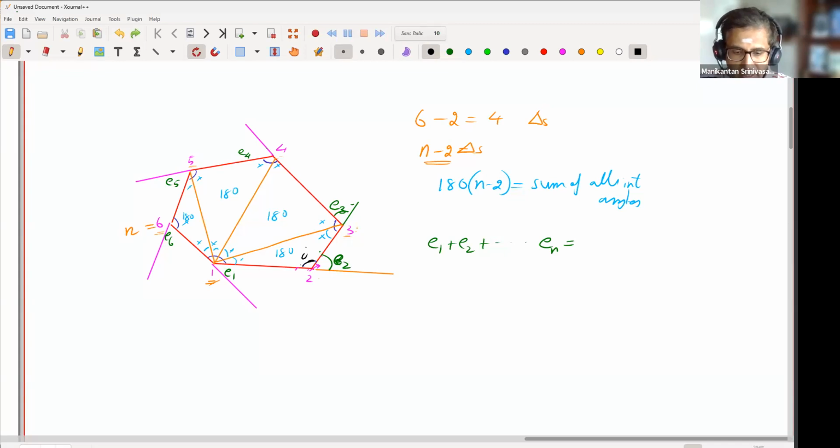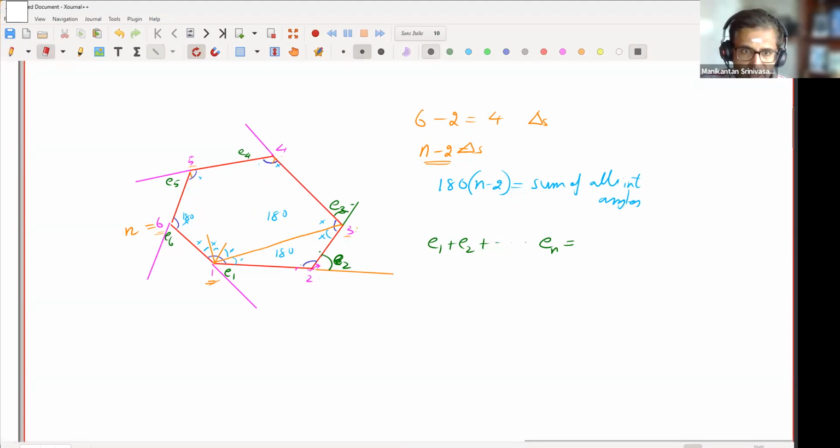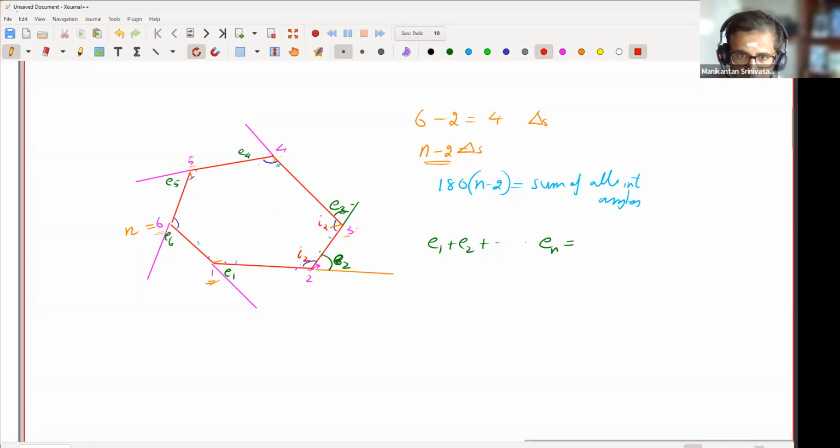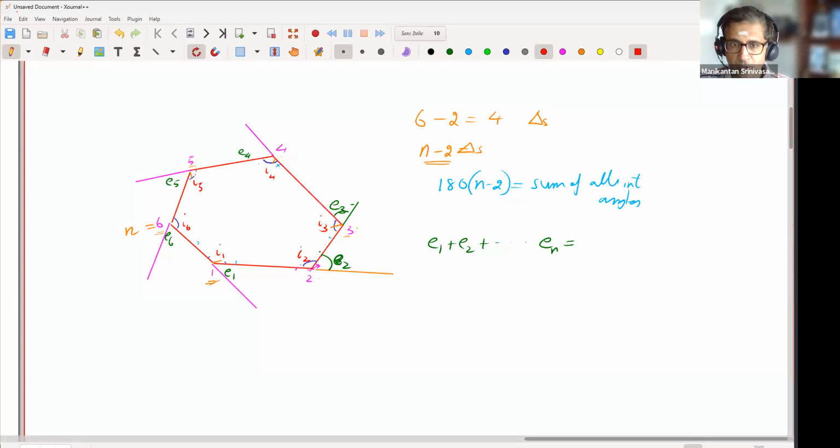I'll erase all these triangles in between so that they're not distracting. Now that we agree, the triangles are all adding up to 180, 180, 180. I'll erase all these triangles, so this clutter goes away. I'll just focus on each internal angle and each external angle. Let me call all the internal angles in red. So this is I2, I3, I4, I5, I6, and I1.